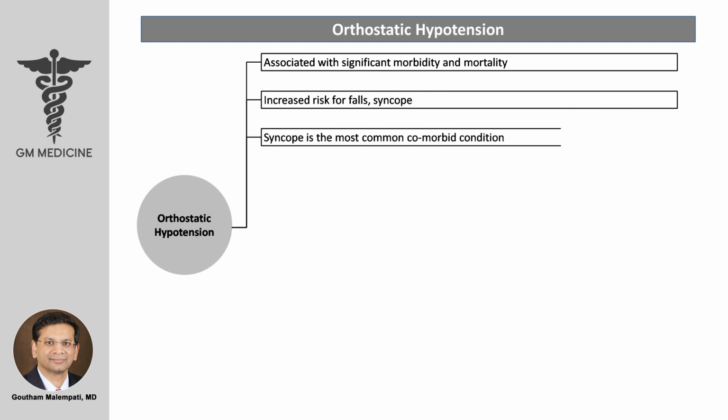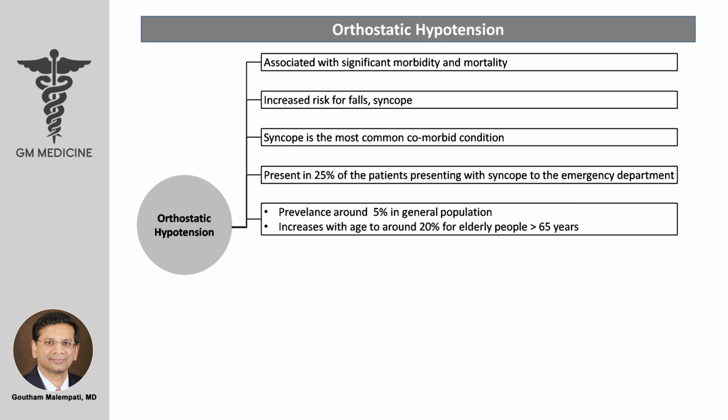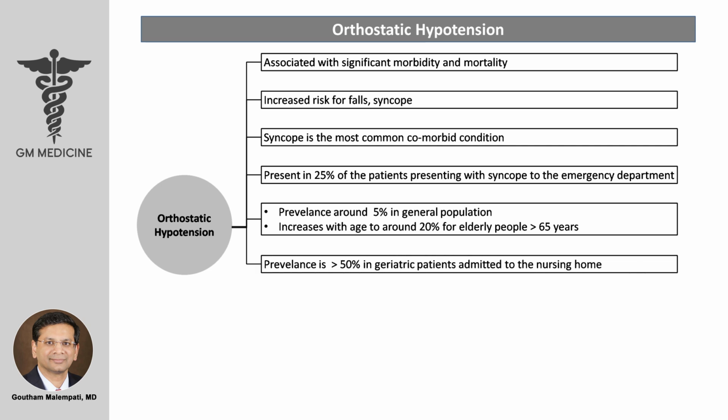Syncope is the most common comorbid condition associated with orthostatic hypotension. Orthostatic hypotension is present in about 25% of the patients presenting with syncope to the emergency department. The prevalence of orthostatic hypotension in the general population is around 5%, and that increases with age to around 20% for elderly people greater than 65 years. The prevalence is greater than 50% in geriatric patients admitted to the nursing home.